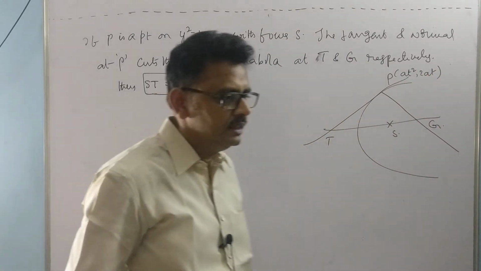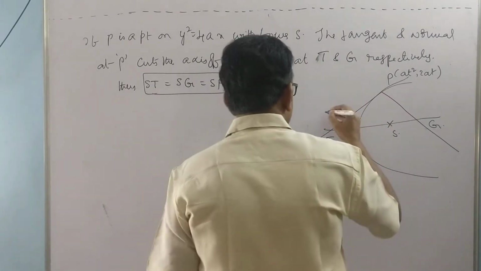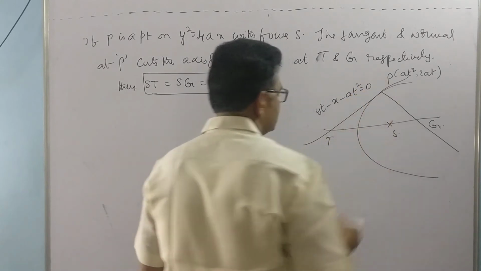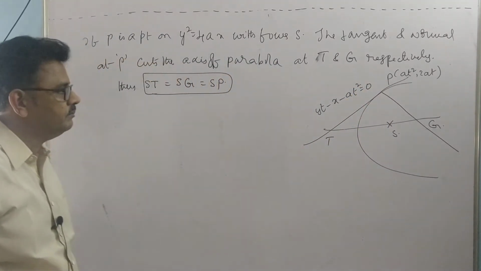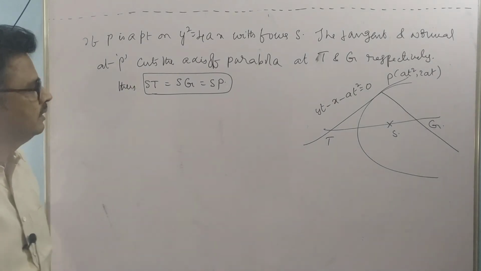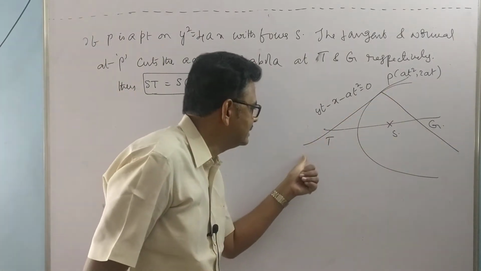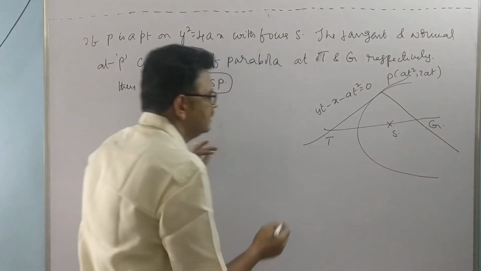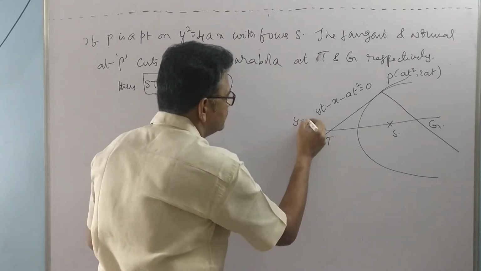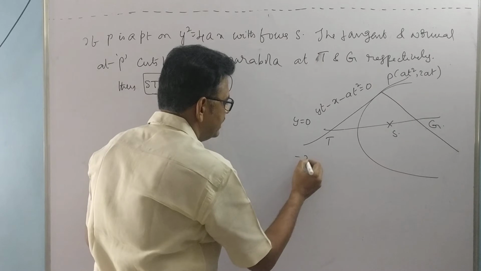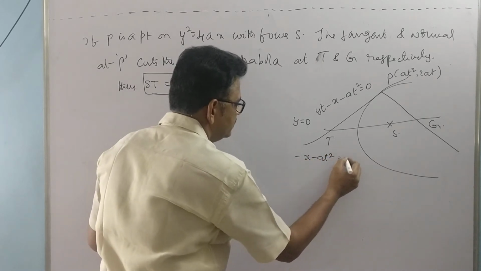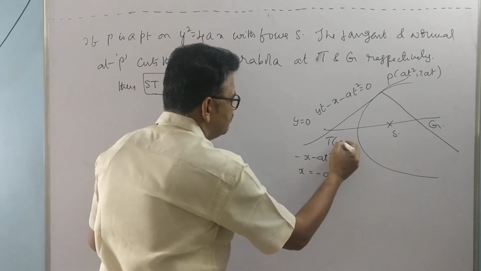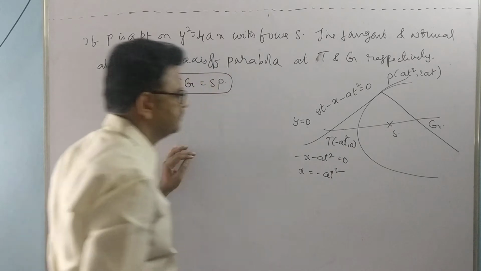Tangent at the point P. What is the equation of the tangent? yt minus x minus at square equal to 0. The tangent at the point P cuts the axis in T. That means the axis of the parabola, the x-axis. There put y is equal to 0. Then this becomes minus x minus at square equal to 0, which implies x is equal to minus at square. Therefore, T coordinates are minus at square comma 0.